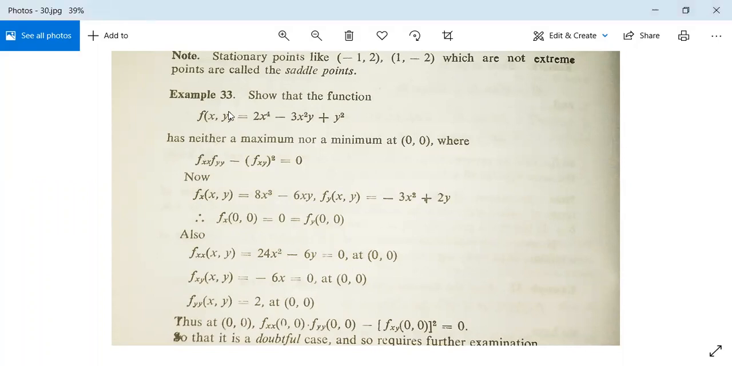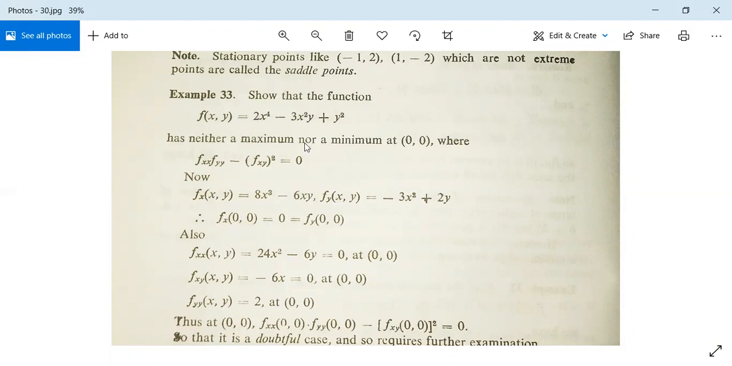After this, we look at one more example. Show that the function f(x,y) = 2x to the power 4 minus 3x square y plus y square has neither a maximum nor a minimum at (0, 0), where fxx fyy minus fxy whole square is equal to 0. First we will differentiate this partially with respect to x and partially with respect to y. So fx will be 8x cube minus 6xy, and fy will be minus 3x square plus 2y. So equate them to 0.